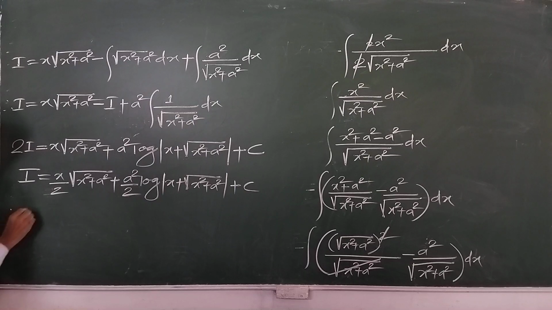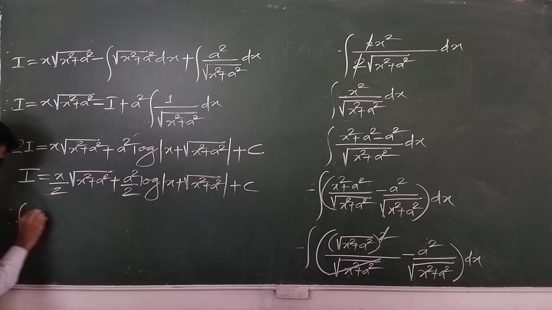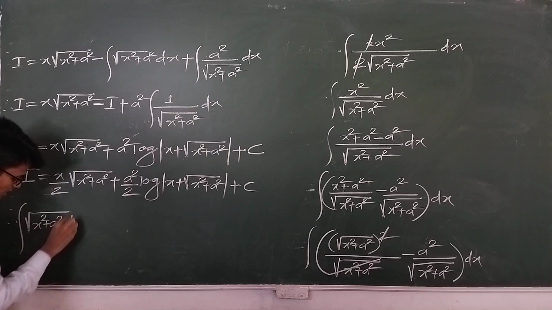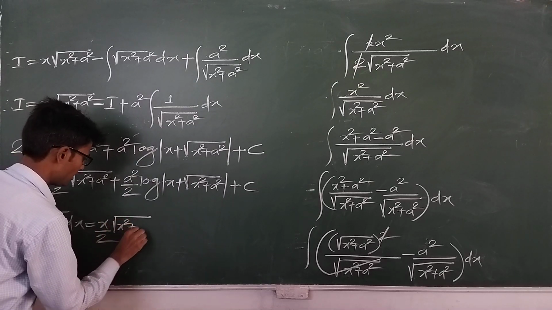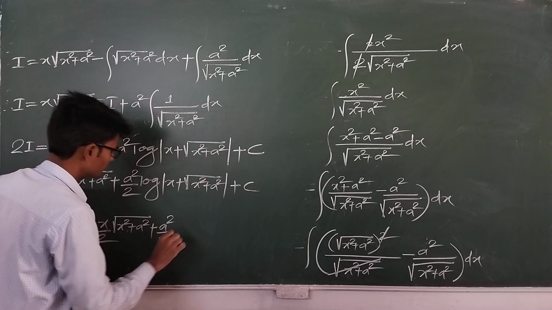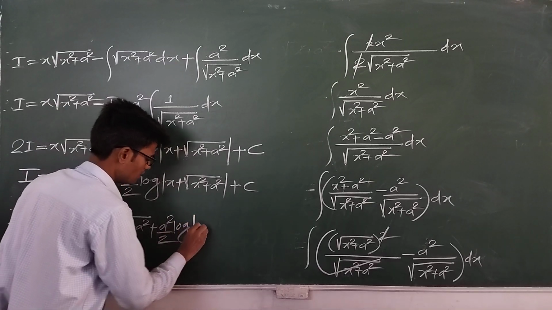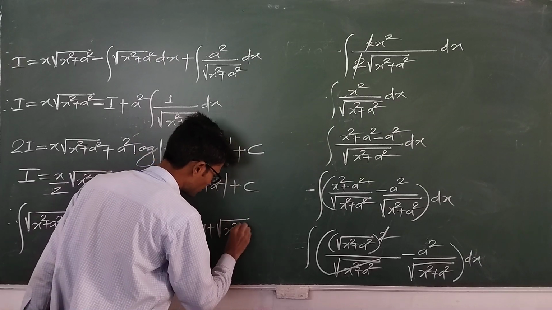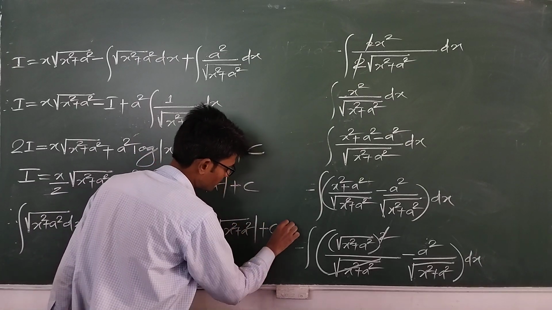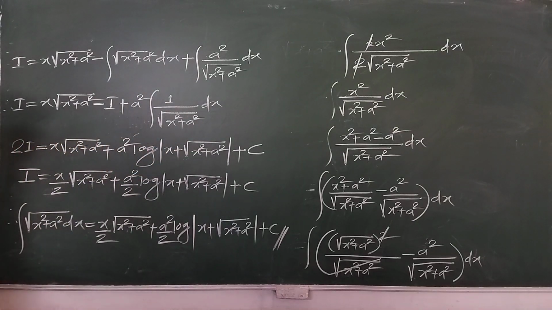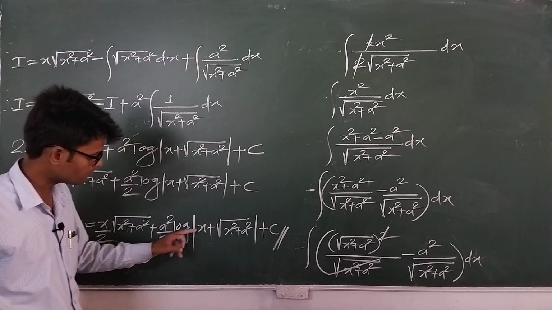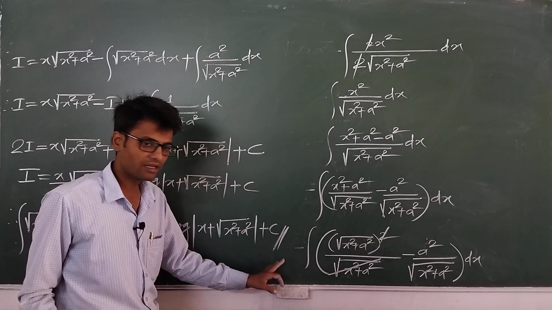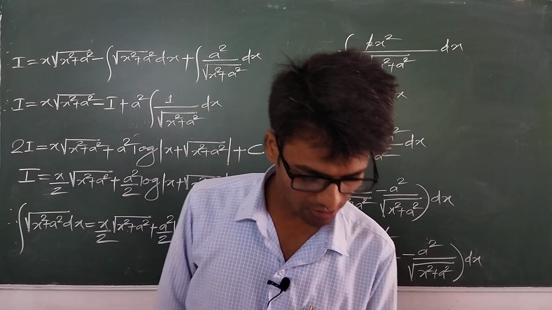Right? So therefore, I means what? I means integration of square root of x square plus a square into dx is equal to x by 2 square root of x square plus a square plus a square by 2 log of mod x plus square root of x square plus a square, mod complete, plus c. This is the second type you are having. Remember, it is a very important formula. And after this we are having the third one.